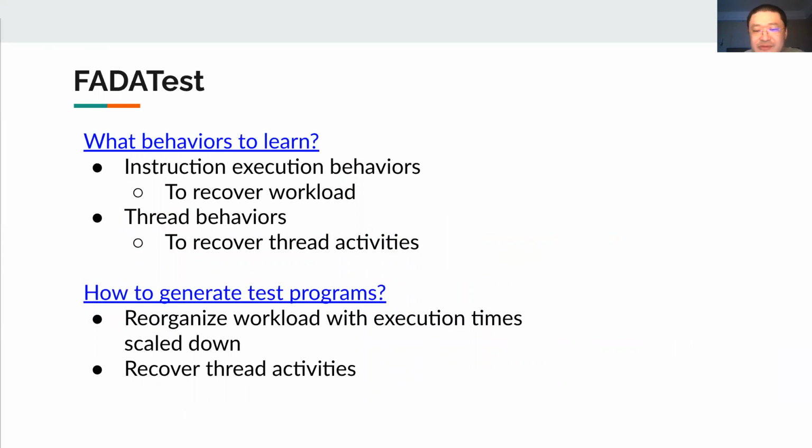The first design issue is what program behaviors to learn. Briefly speaking, the behaviors that can help reconstruct more efficient test programs need to be kept. To address this issue, FADATest learns the instruction execution behaviors and thread activity behaviors from the standard benchmarks. The next design issue is how to generate a test program from the learned behaviors. FADATest solves this issue by reorganizing code blocks and recovering thread behaviors.